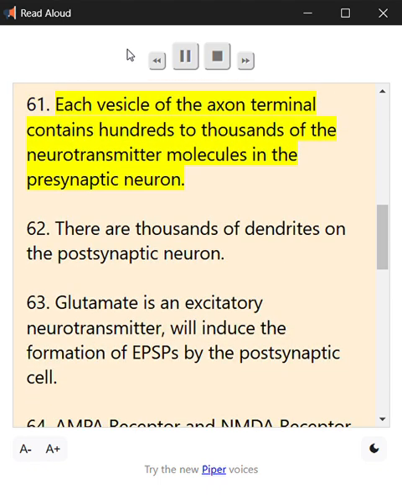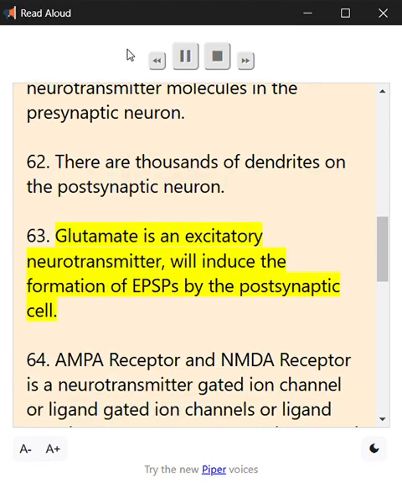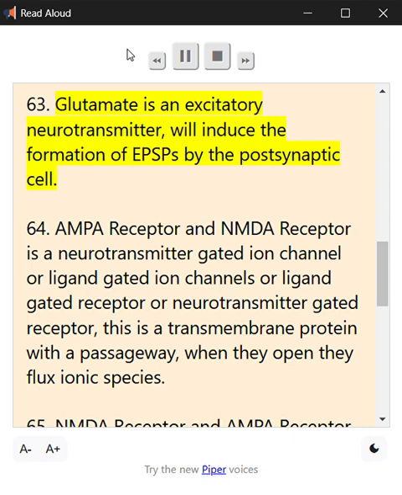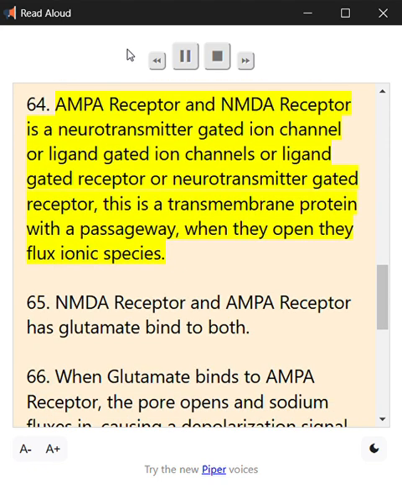61. Each vesicle of the axon terminal contains hundreds to thousands of the neurotransmitter molecules in the presynaptic neuron. 62. There are thousands of dendrites on the postsynaptic neuron. 63. Glutamate is an excitatory neurotransmitter, will induce the formation of EPSPs by the postsynaptic cell. 64. AMPA receptor and NMDA receptor is a neurotransmitter-gated ion channel or ligand-gated ion channel or ligand-gated receptor or neurotransmitter-gated receptor. This is a transmembrane protein with a passageway. When they open they flux ionic species.